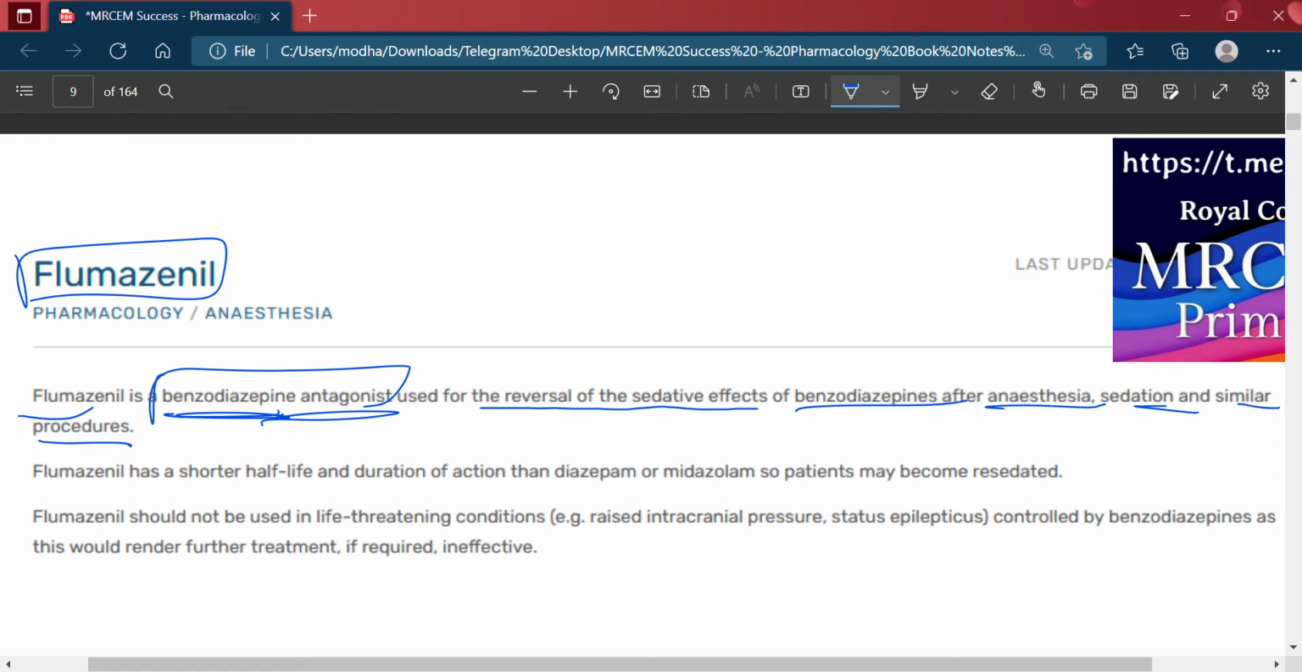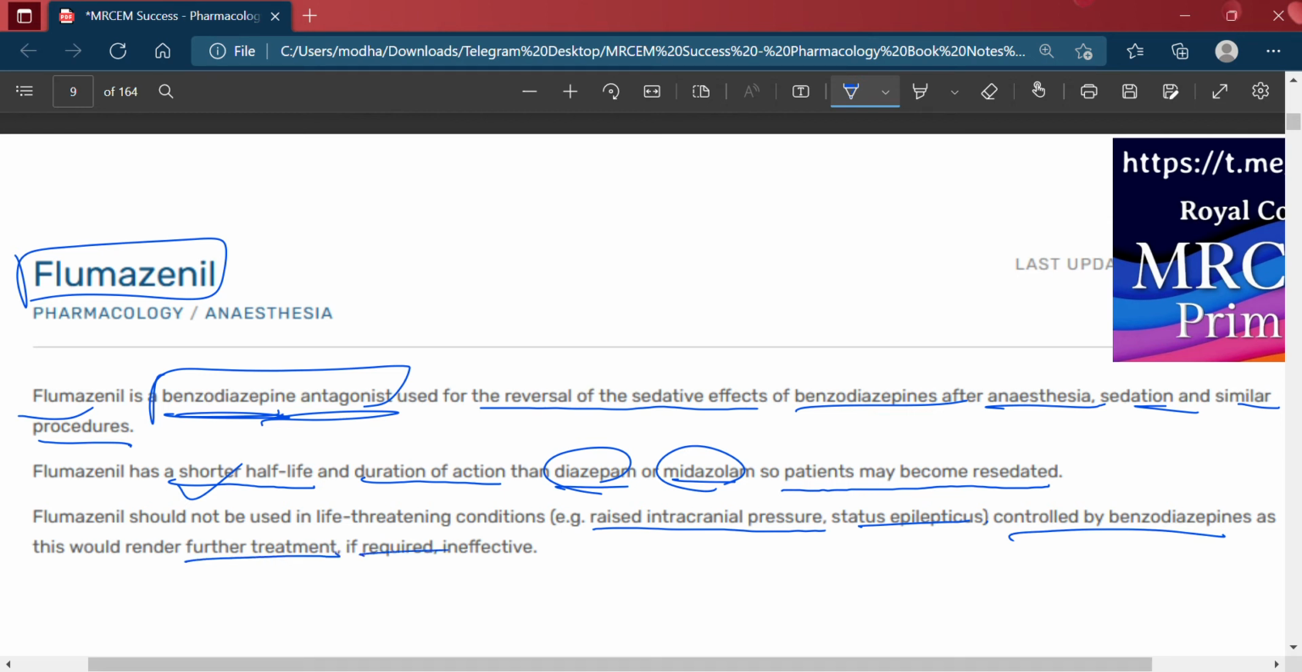Flumazenil has a shorter half-life and duration of action than diazepam and midazolam, so the patient may become resedated. Flumazenil should not be used in life-threatening conditions like raised intracranial pressure and status epilepticus controlled by benzodiazepine, as this would render further treatment, if required, ineffective.